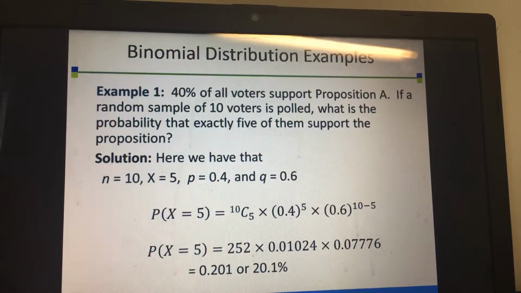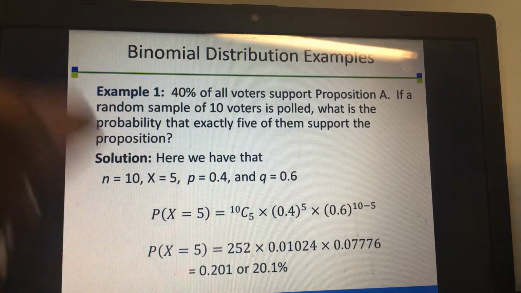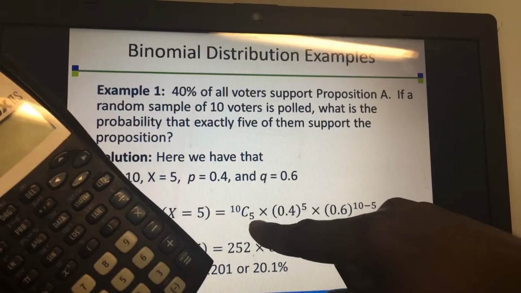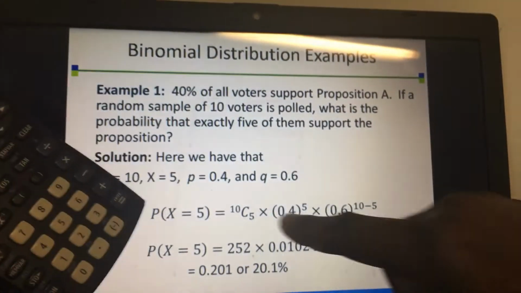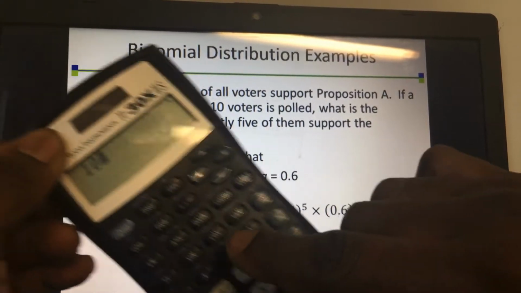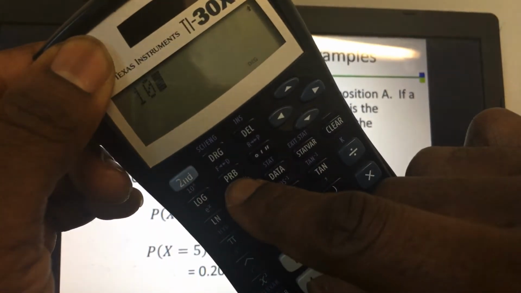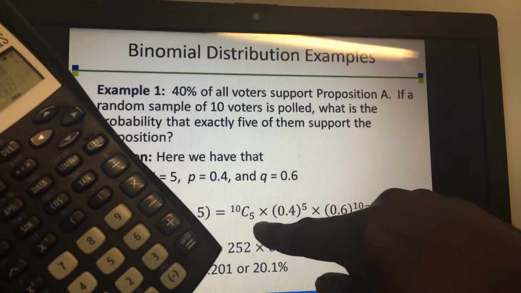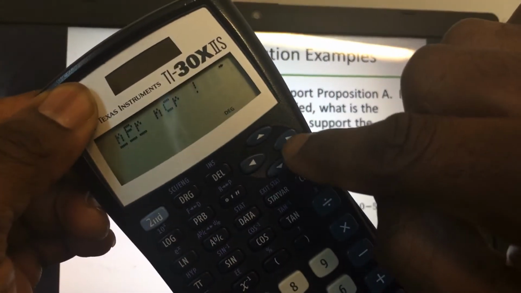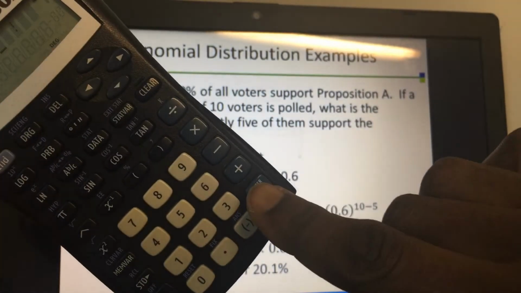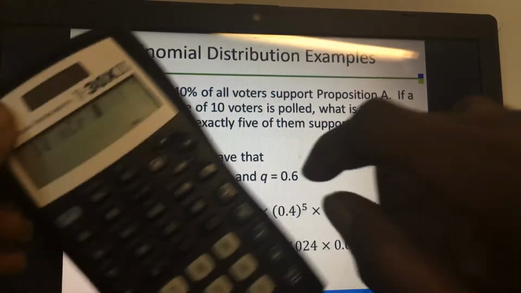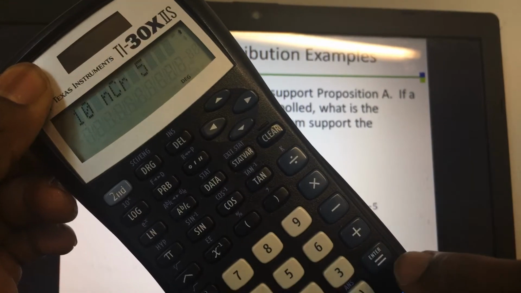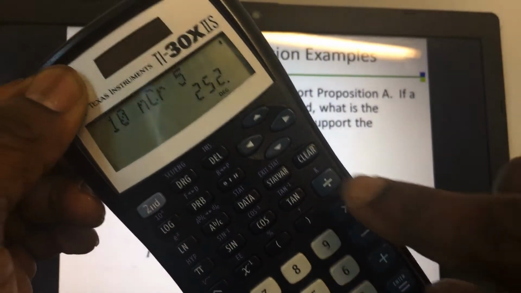Like I said, when we were doing the counting rule in one of my previous lectures, I showed you how to get this part, N combination x, with the calculator. Start the calculator. Press N, which is 10. See where you have PRB, which means probability. Press it, and this is nCr, the 10C5. Press enter, then put 5, then press the equal sign. You get the answer right away.